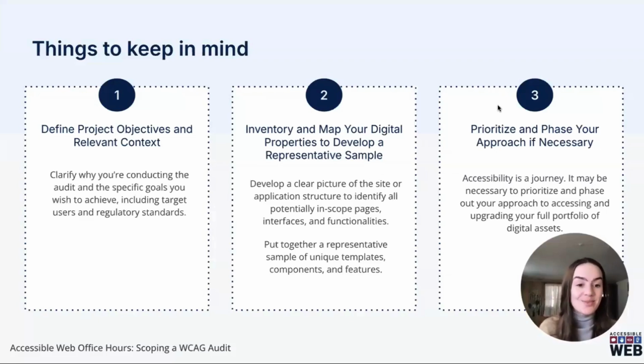Usually the first question that comes up when we start talking about auditing a website or application is what needs to be audited exactly? And scoping a WCAG audit can feel pretty daunting at first, especially if you are trying to assess a larger website or product suite, especially if you've got a lot of legacy content. The goal of this presentation is to help clarify the process, to give you some meaningful strategies to make scoping your digital assets and auditing an approachable process that you can begin tackling internally, or with the support of a third party. So I'm going to talk about defining project objectives, inventorying and mapping your digital properties, defining a representative sample, and strategies for prioritizing and phasing your approach.